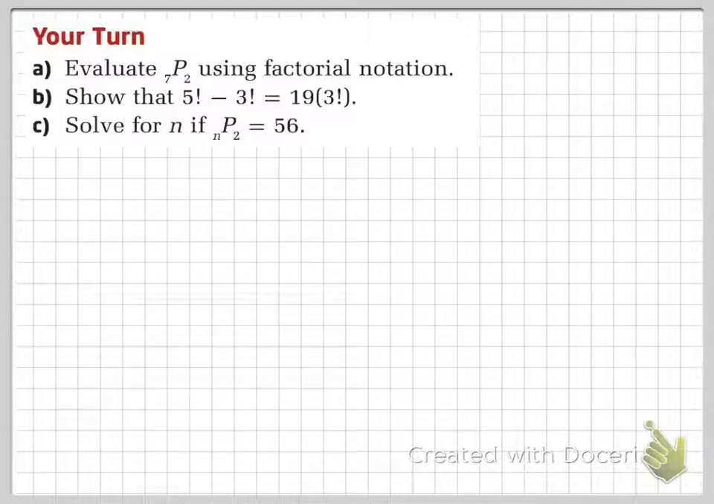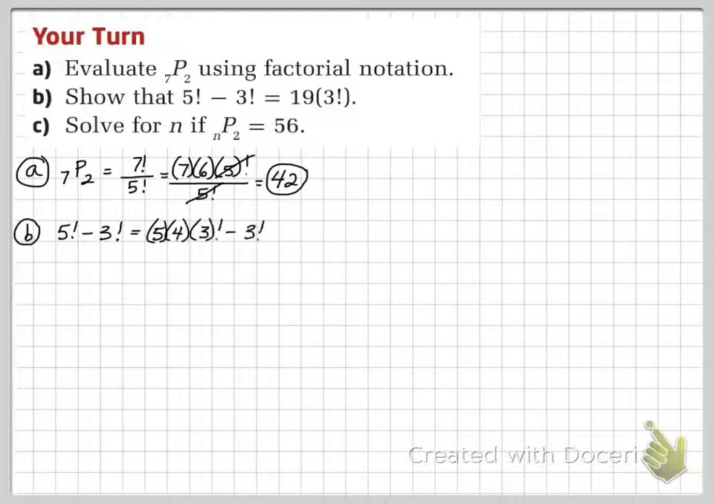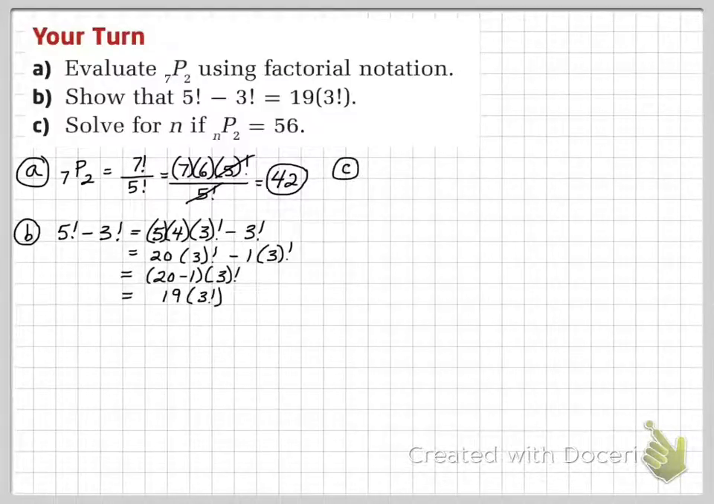Here we're asked to evaluate 7P2 using factorial notation. Well, that would be 7 factorial over 7 minus 2, which is 5 factorial. 7 times 6 times 5 factorial over 5 factorial will give us 42. For B, show that 5 factorial minus 3 factorial is 19 times 3 factorial. Well, instead of 5 times 4, instead of 20, we're going to write 5 times 4 times 3 factorial, which is 20 times 3 factorial, minus 1 times 3 factorial, and that's going to be 19 times 3 factorial.